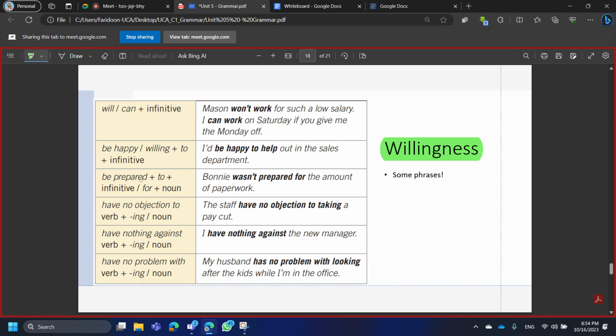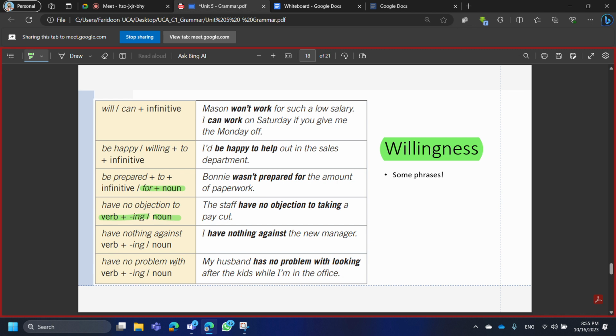You can also use be prepared plus for plus a noun, noun phrase, or gerund. All of them can work in there. Have no objection to plus verb-ing, also called a gerund, or a normal noun. Either way it works, showing willingness again, that you want to do that. You're not forced by anyone. To have nothing against a verb-ing or gerund, or a noun, again shows willingness to do that. Like you're not forced by anyone.